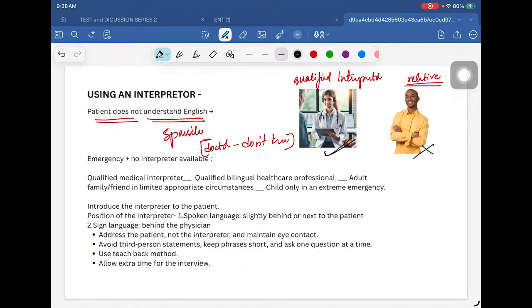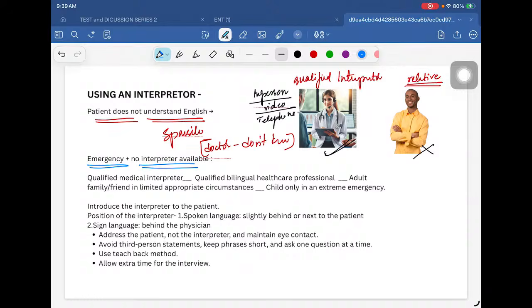Okay, a qualified interpreter can be in person, available at the hospital, or they can be available over a video call or a telephone. Okay, so always go with the qualified interpreter if they're asking whom would you choose among the relative and the qualified interpreter. Okay, now let's talk about a situation where there is an emergency and you don't have any interpreter available. Now what will you do?